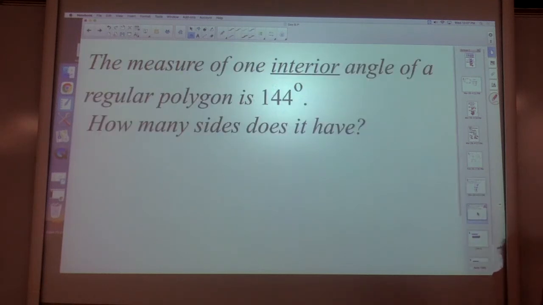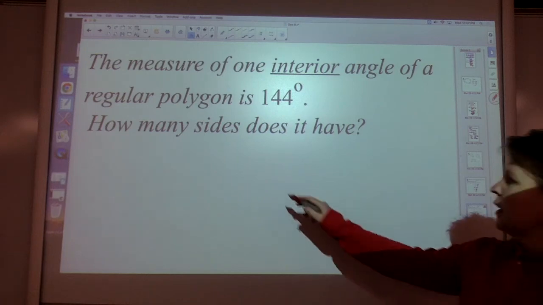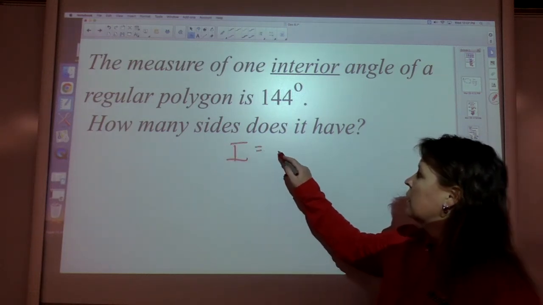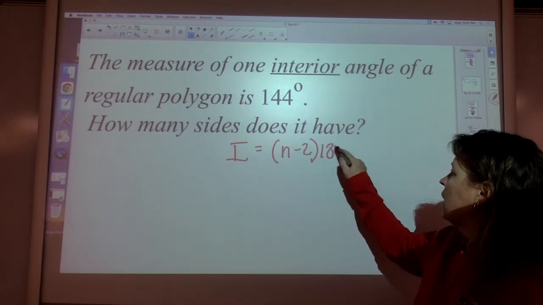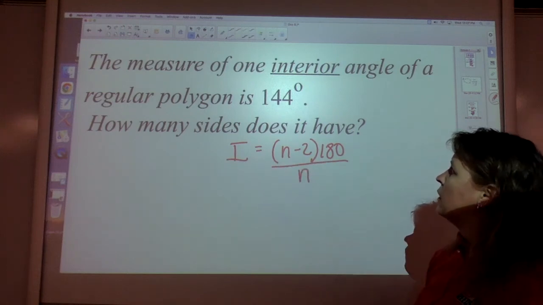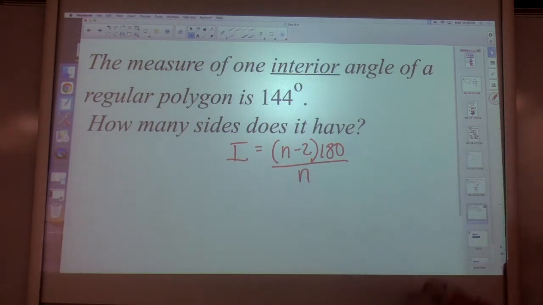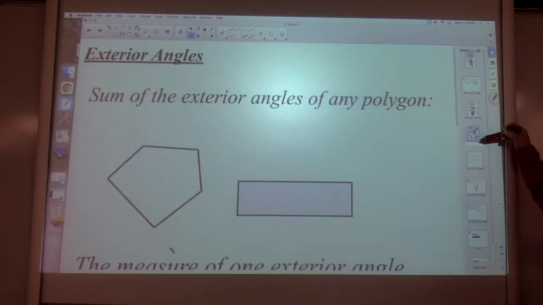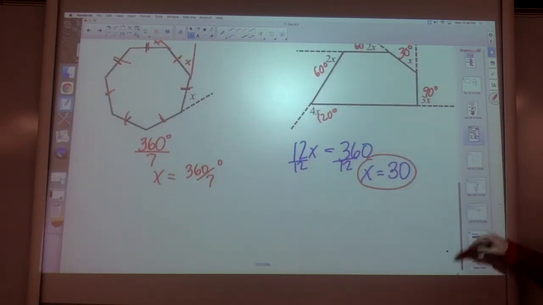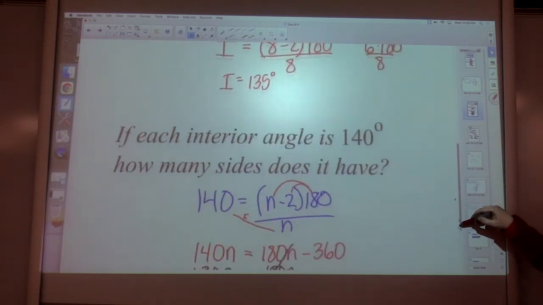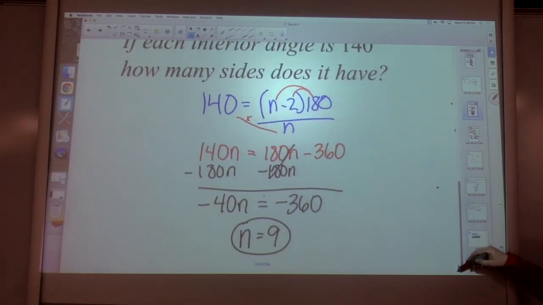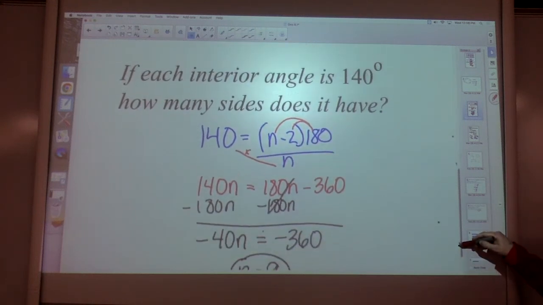Next example, last one. The measure of one interior angle of a regular polygon is 144 degrees. How many sides does it have? So we go with interior angle of n minus 2 in parentheses times 180 over n, and we know that this is 144 degrees. Well, guess what? We already did one of those problems. Oh, there it was. We solved it by cross-multiplying, distribute, subtract, divide. 4 steps.